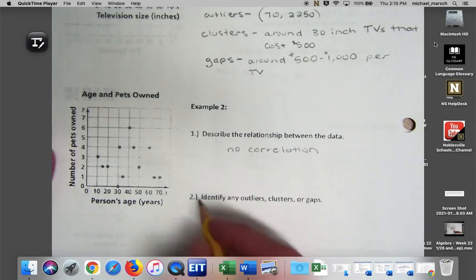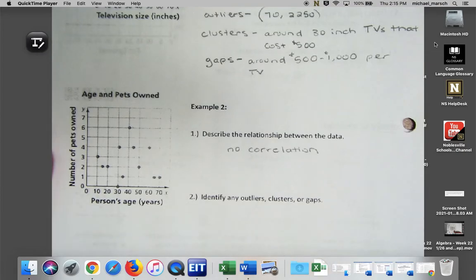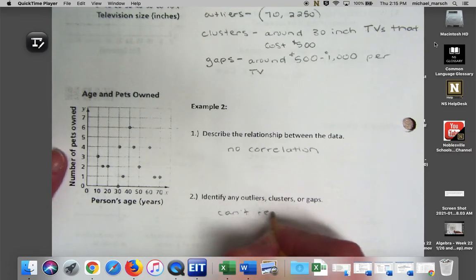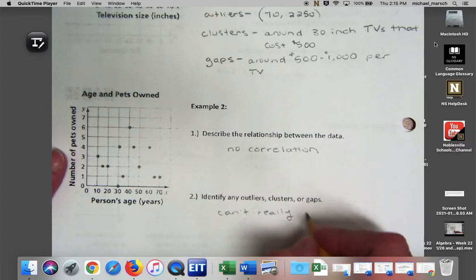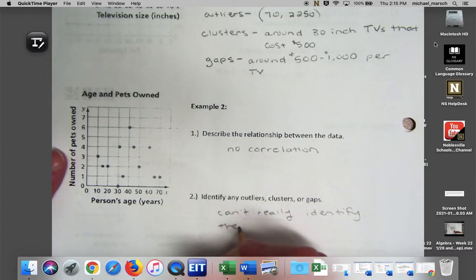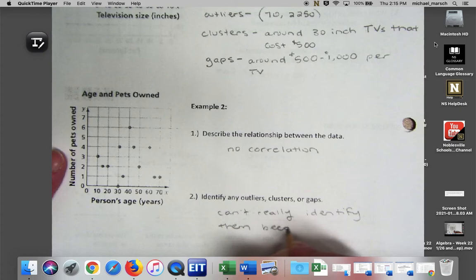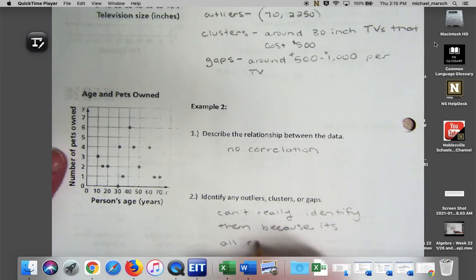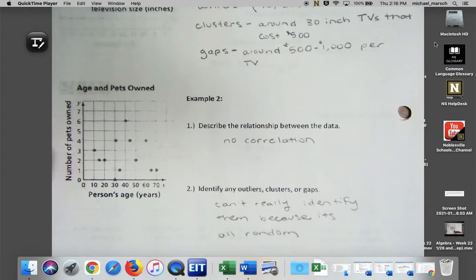Okay, do we have any outliers, clusters, or gaps? You can't really tell. These are all outliers. All kind of random.